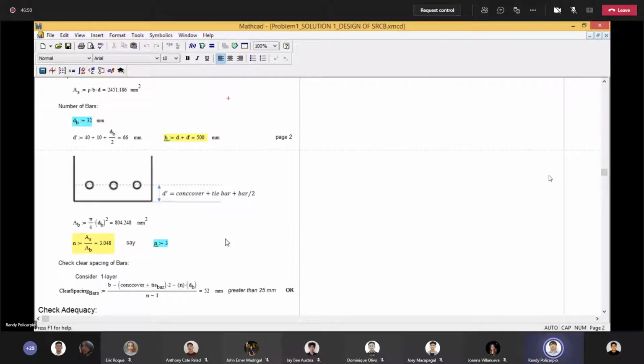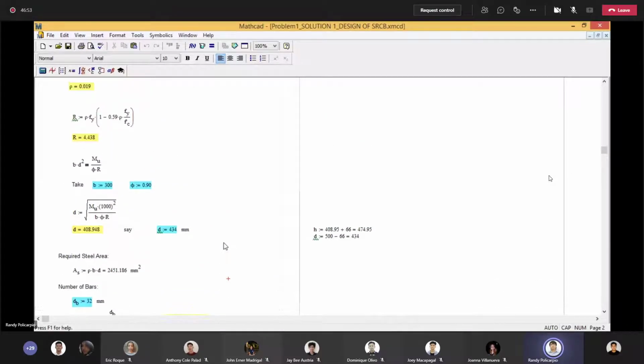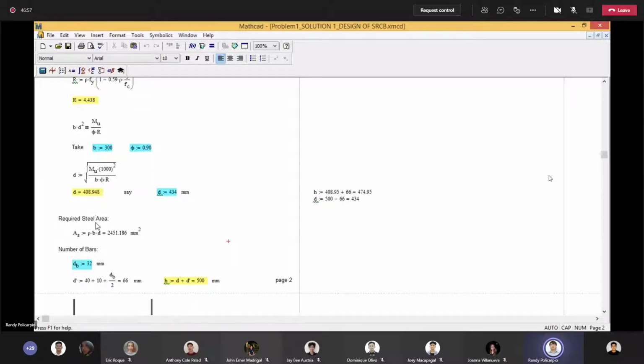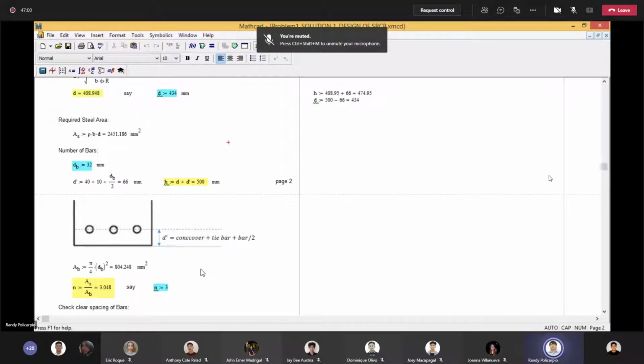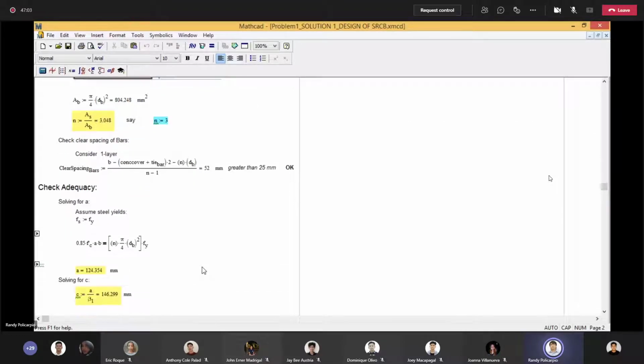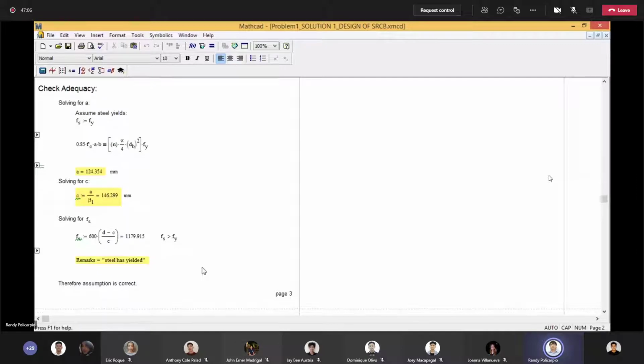So then, you already design now your beam. Meron ka ng design, meron ka ng section, meron ka ng number of bar. Ang susunod mong gagawin ngayon, you check for the adequacy. Okay, you check the adequacy. Wherein you go back to analysis. Ano yung assumption natin? The reinforcement yield, okay? And your a is 124.354 millimeters. And then you solve for c, okay? And your c is 156.299.